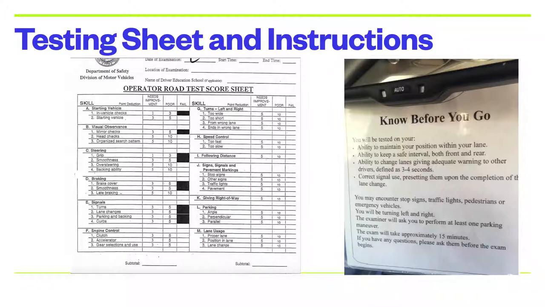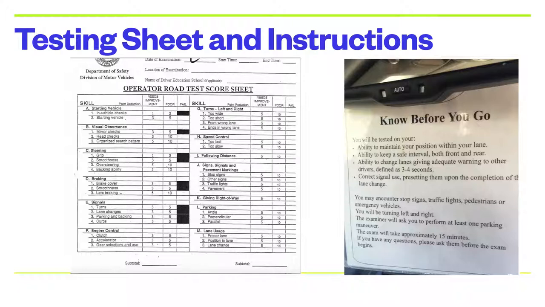Start a vehicle, visual observation, steering, braking, signals, engine control if you're in a manual transmission. Turning left and right has its own category. Speed control, following distance, signs, signals and pavement markings, giving the right of way, parking, and lane usage. So those are the categories where they can mark you off. Notice they have columns: needs some improvement, poor, and automatic failure. I cannot fail you on any of those areas that are blanked out.